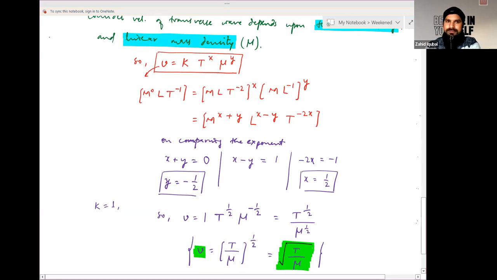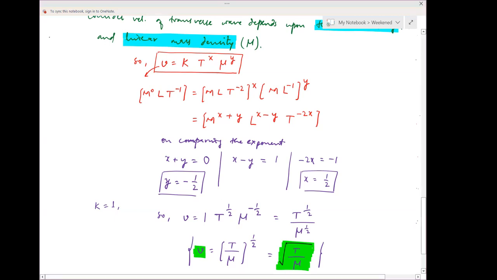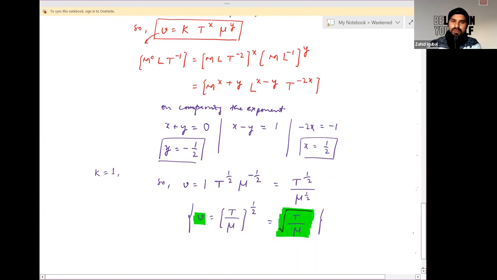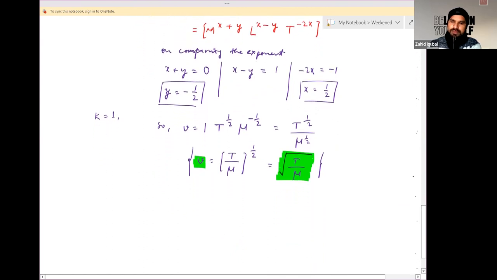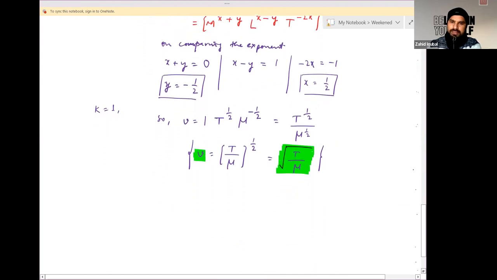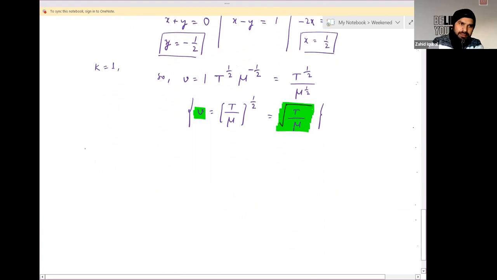Matthew, done? Yes, sir. Okay, related to this last expression for velocity of a transverse wave, which depends upon two factors, tension and linear mass density, let me give you a question.